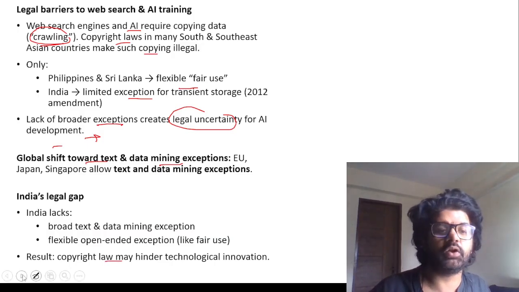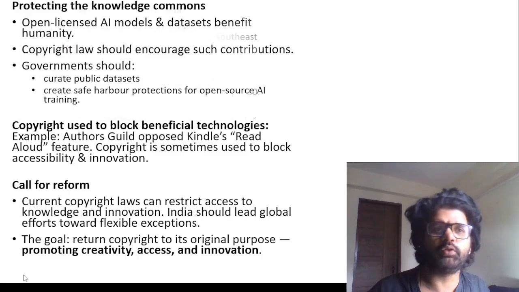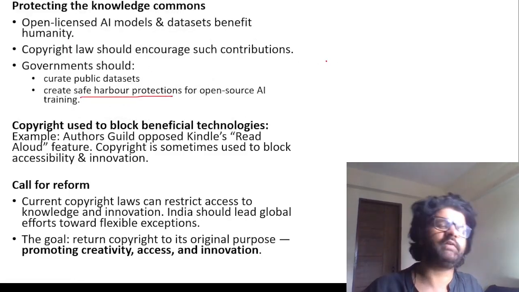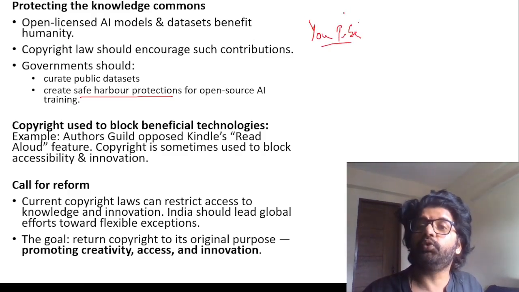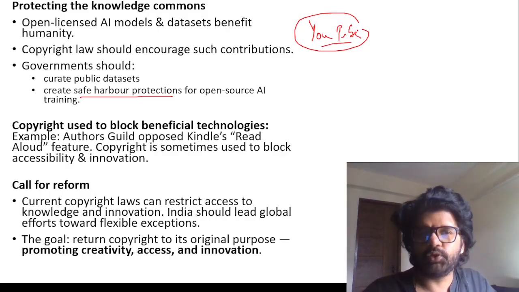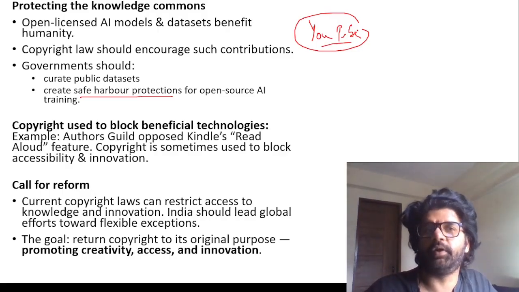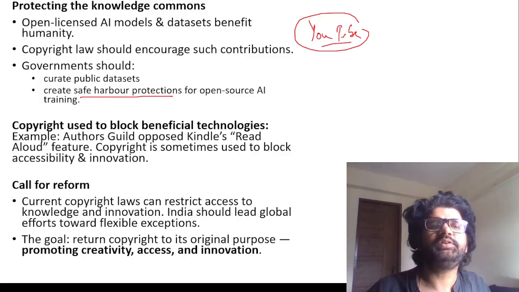Copyright law may hinder technological innovation. We should not allow that to happen. There has to be something called safe harbor protection. Intermediary safe harbor protection means that, even currently, YouTube, etc., have safe harbor protection. If I am posting a video on YouTube and there is some issue with my video, YouTube is not liable for it. I will be liable for it, right? So that is safe harbor protection for intermediaries, but they have to fulfill certain conditions of the government. So these things should happen.